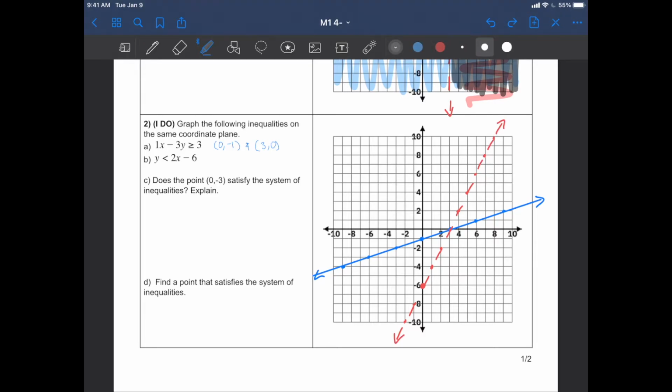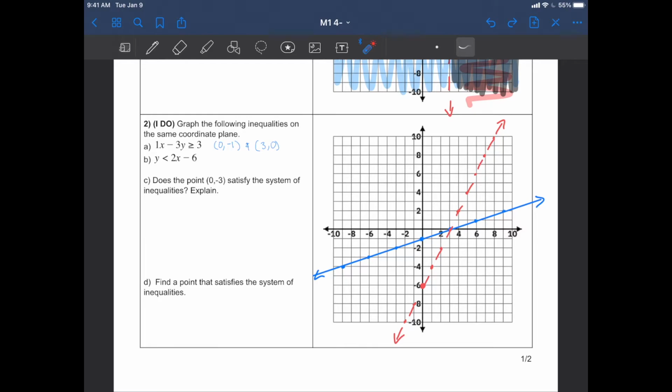All right, now comes the shading part. You want to shade very, very lightly for each of these because remember, you have to look for the overlapping parts and make sure that that is the darkest part. So if you use the test point 0, 0, which is my favorite one, since 0, 0 is not on either of the boundary lines, it's a really good point to choose. Otherwise, look at them individually and figure out which test point you want to use.